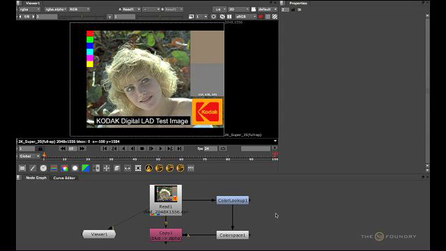As you will see, it is very similar to a group node. The main difference is that the gizmo file lives on disk and is referenced by Nuke scripts, while the group node actually lives inside the Nuke scripts themselves. So let's have a look at how this works.